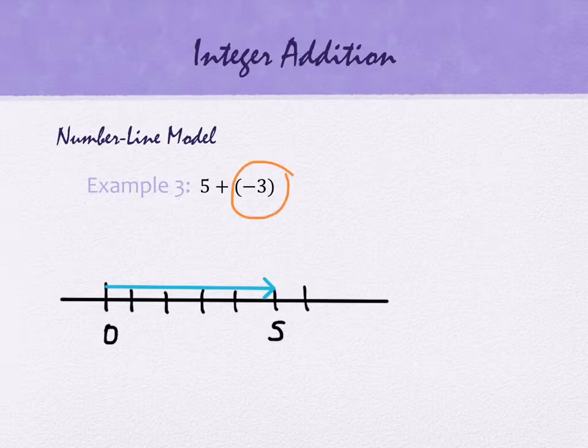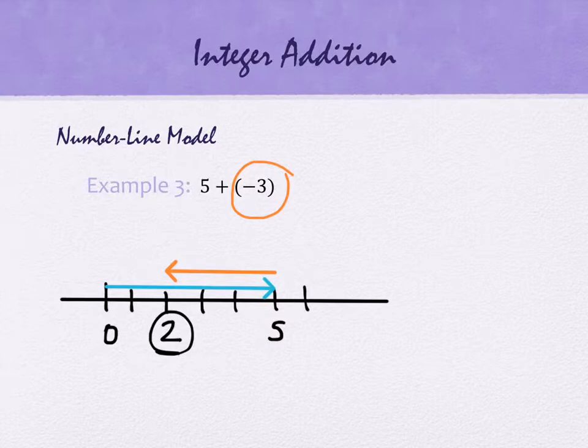And then what do you suppose this right here means? The negative 3 at the end. Go backwards 3, right? So if I go backwards 3 from the 5 where I am, that puts me here at 2.